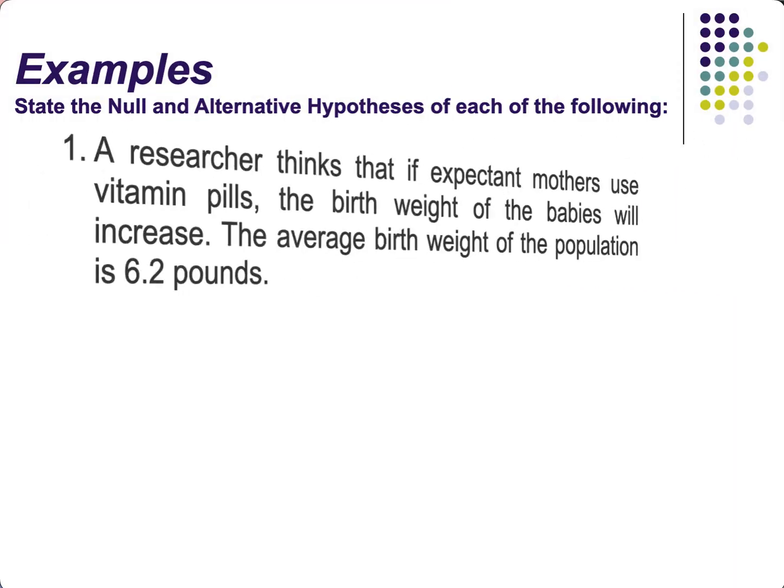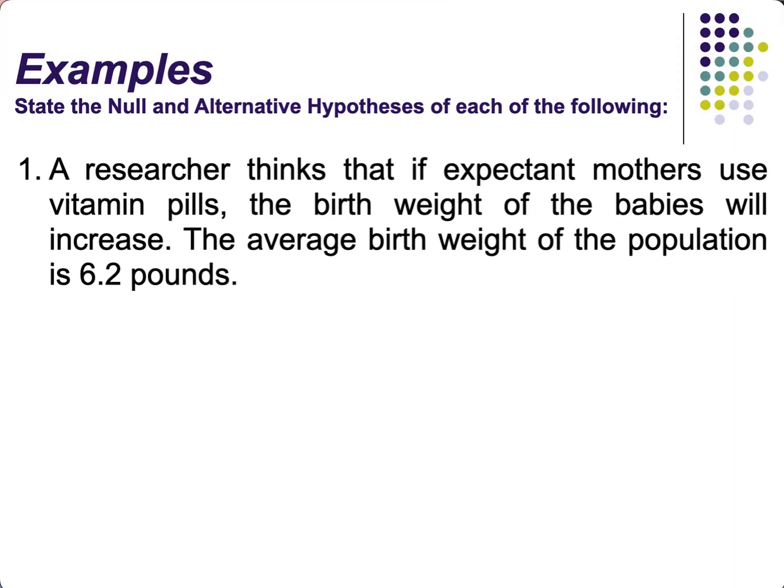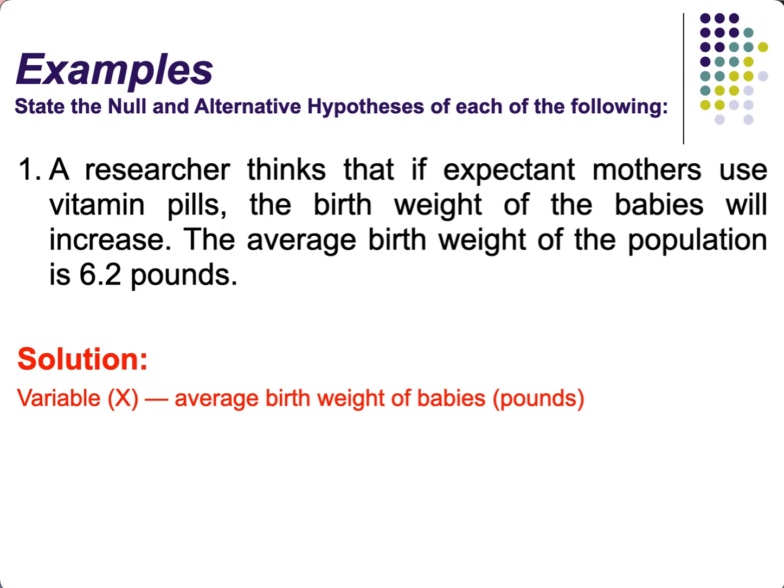Another example. A researcher thinks that if expectant mothers use vitamin pills, the birth weight of the babies will increase. The average birth weight of the population is 6.2 pounds. So, to lessen the burden of writing the hypothesis, we need to first acknowledge the variable. So what do you think is the variable here? Okay, so the variable here is the average birth weight of babies. To be exact, it is in pounds, and it is a population mean. So that's the parameter that we want to test.